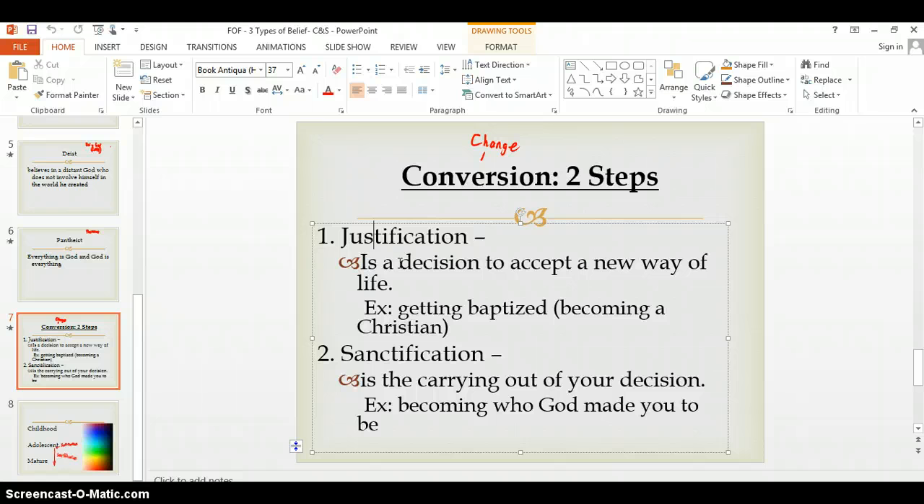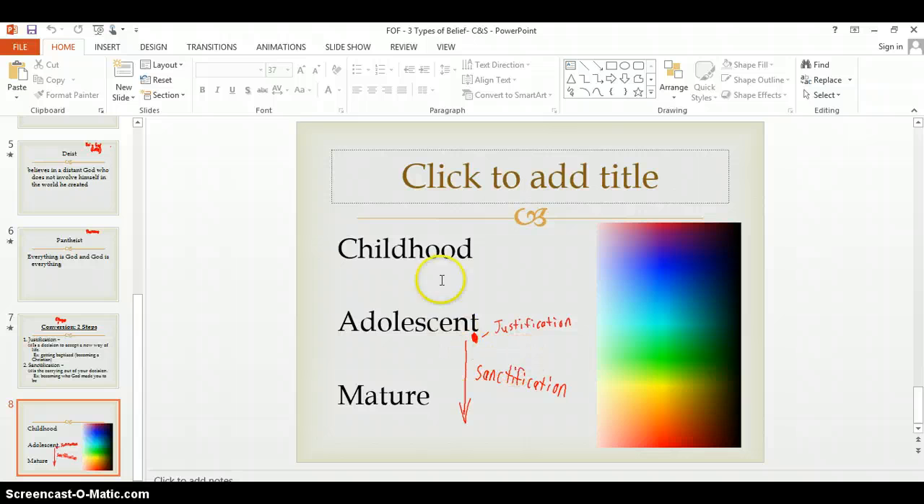But then our sanctification is that ongoing conversion, because just because you accept Christ into your life doesn't mean that you're perfect. God still has a lot of work to do with you. So the sanctification is the process of becoming the person that God wants you to be. And how this fits in with the 3 faith stages.